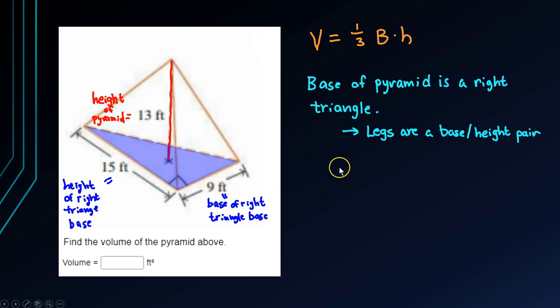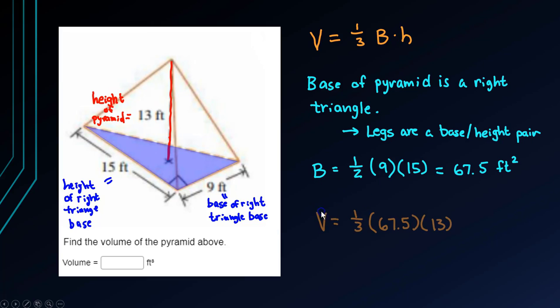So when I do the area of the base, which is a triangle, it's 1/2 the base times the height. It's 1/2 times 9 times 15 here, which is 67.5 square feet. I know the area of the base. I know the height now. So when I do the volume calculation, it's 1/3 times 67.5 times 13. And when I work that out, it's 292.5 cubic feet.